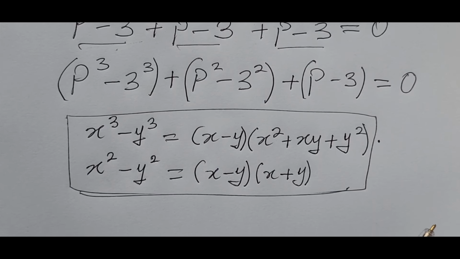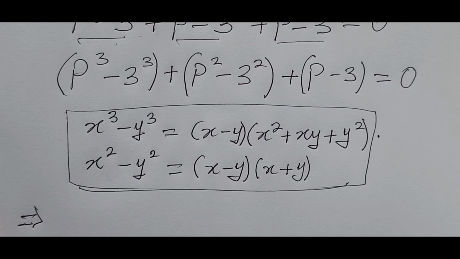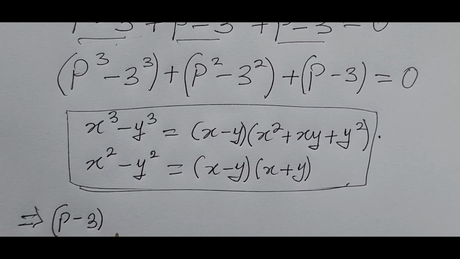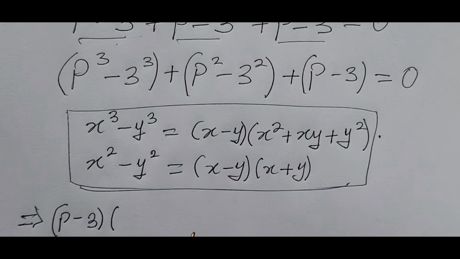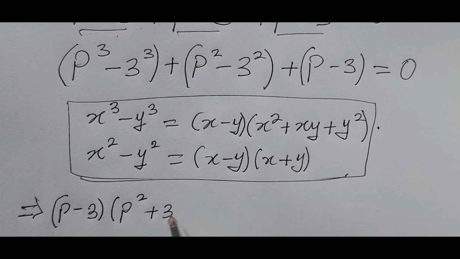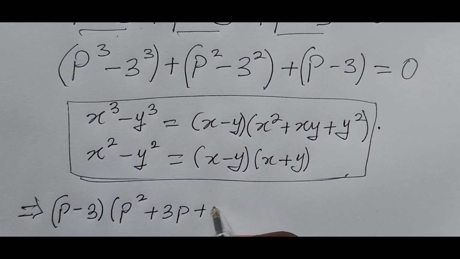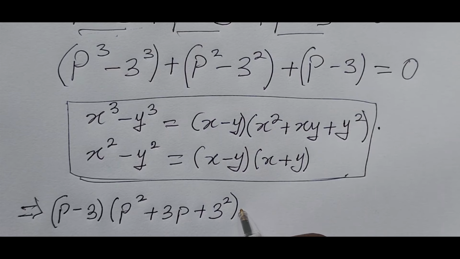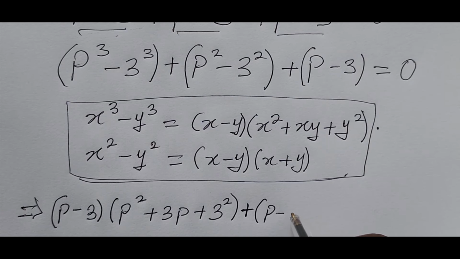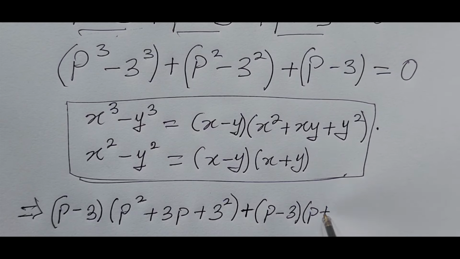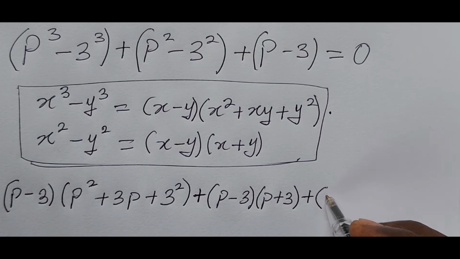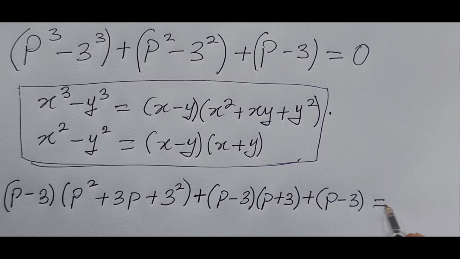If we go ahead to do that, this now implies that (p − 3), close bracket, then open bracket (p² + 3p + 3²), close bracket, then plus, we take the difference of two squares here, so we have (p − 3)(p + 3), close bracket, plus, here we just keep this expression, (p − 3), close bracket, equal to 0.